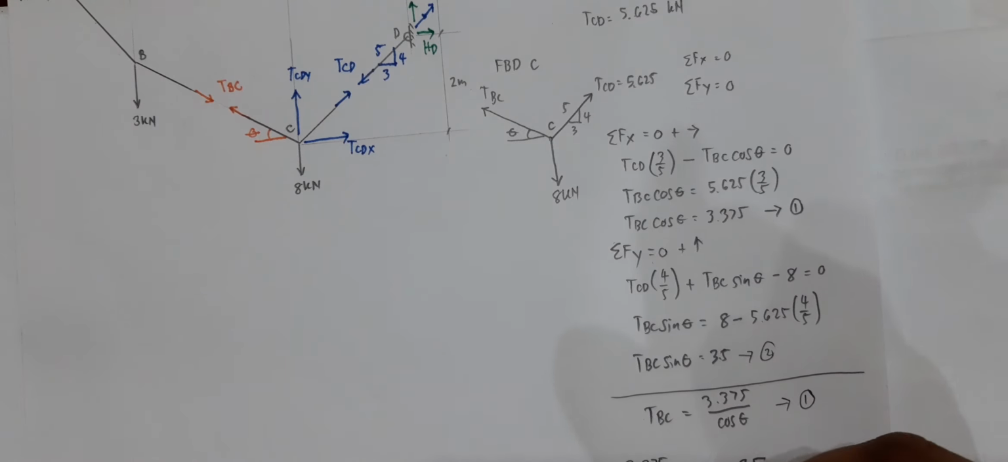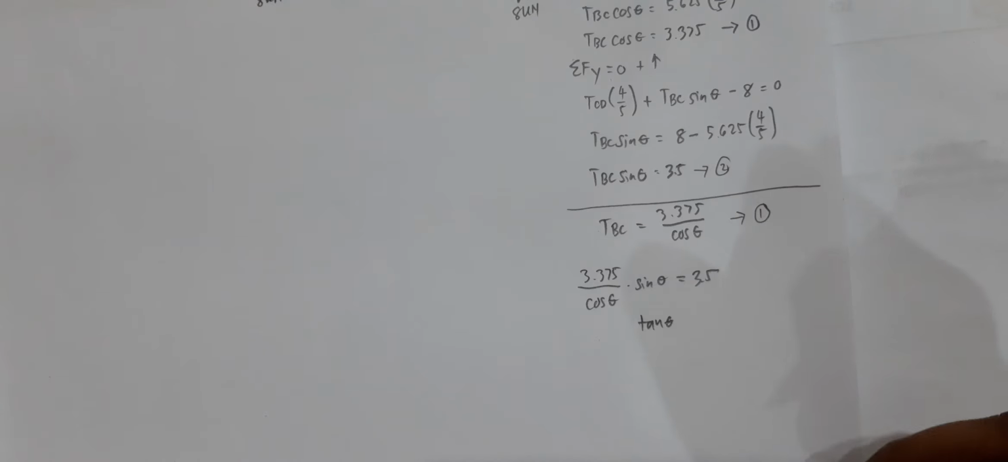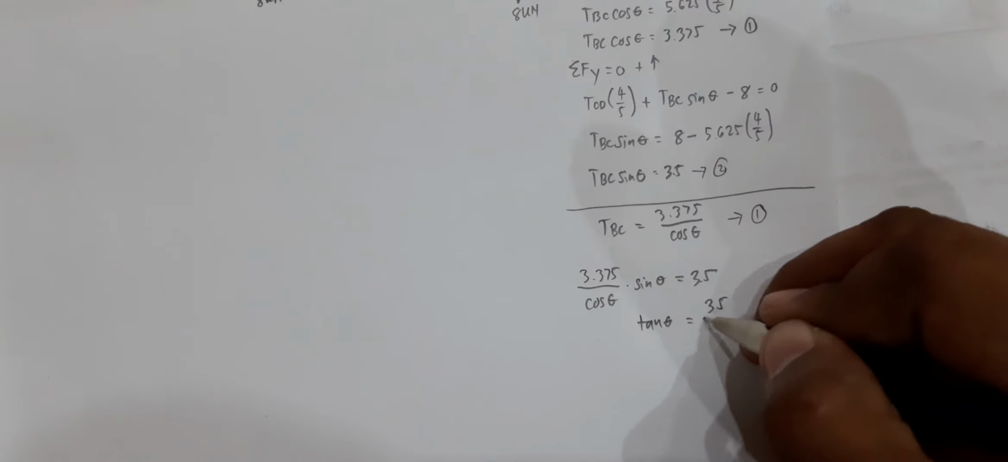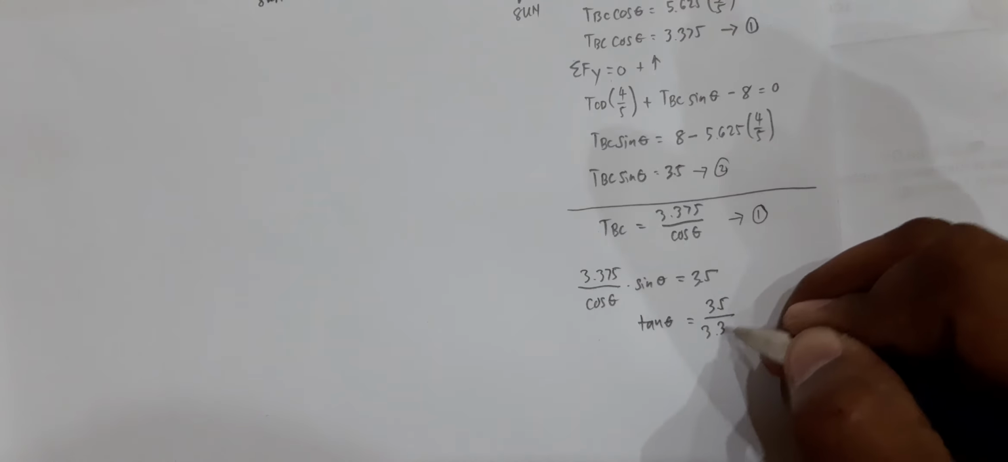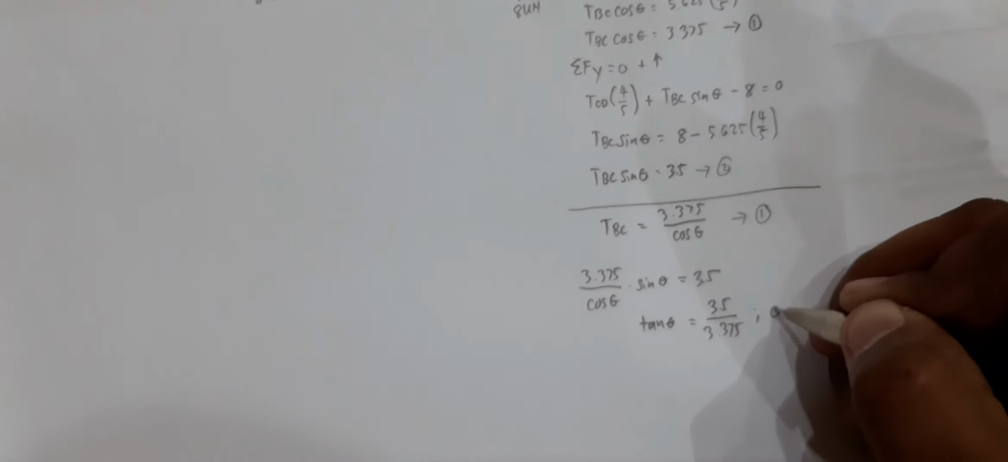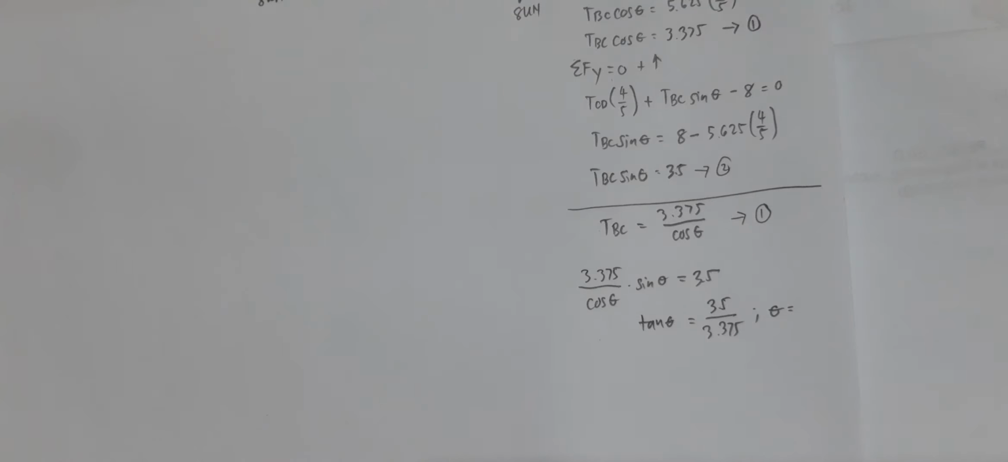Okay, so sine over cosine is tangent of theta. That one is equal to 3.5 over 3.375. Okay, so with that, you can calculate for theta.